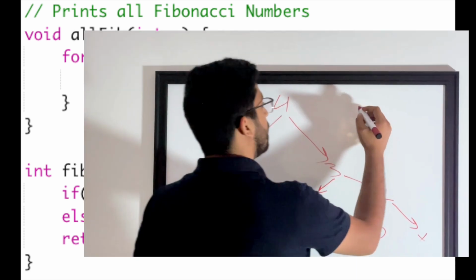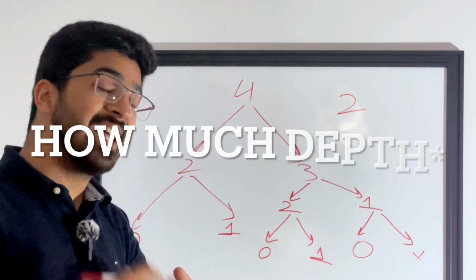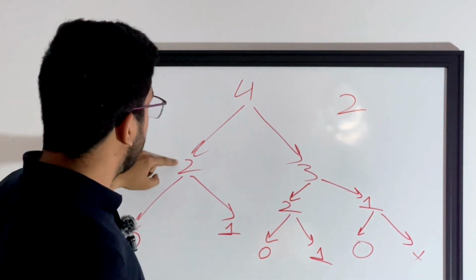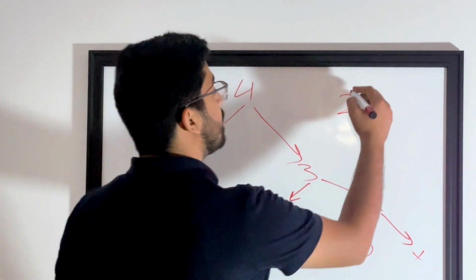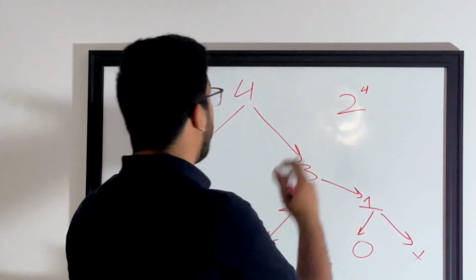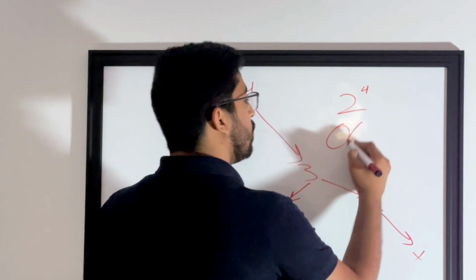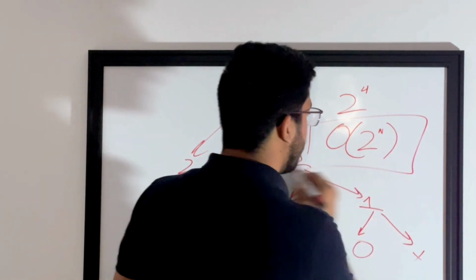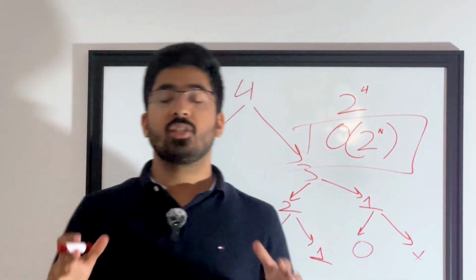So how many branches at each level? 2 branches. Therefore, let's write 2. And how many levels did it go? How much depth did this have? So it started from level 1, level 2, level 3, and level 4. Therefore, we can say it is 2 to the power 4, and 4 was the input, so 4 was equal to n. Therefore, we can say this is O of 2 to the power of n. Okay? So this is the time complexity of just the Fibonacci part, just the recursive function.